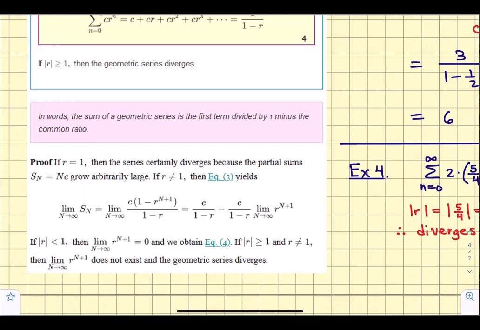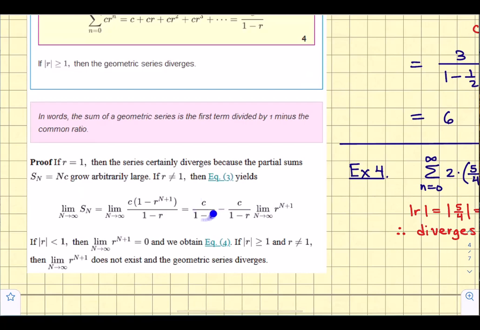As n goes to infinity, what we want to do is distribute this C, and then split this up into C times 1 over 1 minus r, which is here, minus C times r to the n plus 1 all over 1 minus r, which is here. Now this stuff is independent of capital N, so we can apply the limit only to the part that has capital N, and this is what we get here.